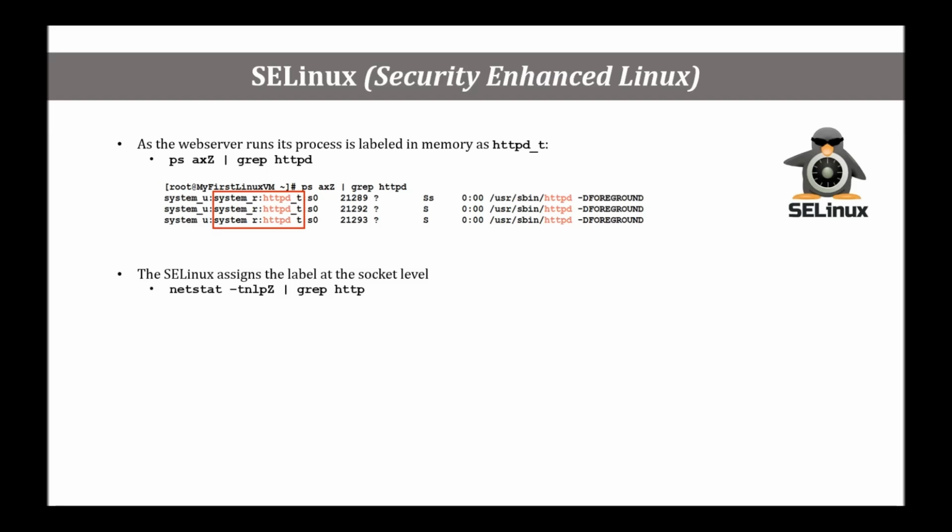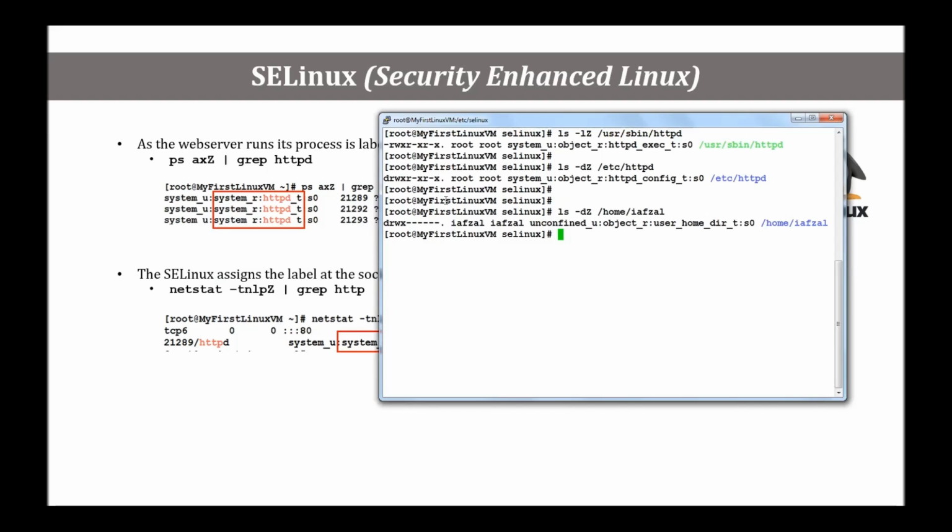Alright, to check the socket level, if the label is assigned at the socket level, yes, it is. And you'll see right here, again, I actually highlighted the wrong type. system_r is the role, not the type, so the type would be httpd_t. Alright, so let me try to look at the same thing for process and for the socket.